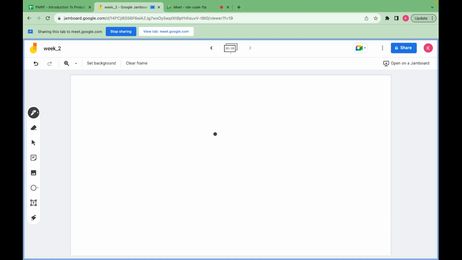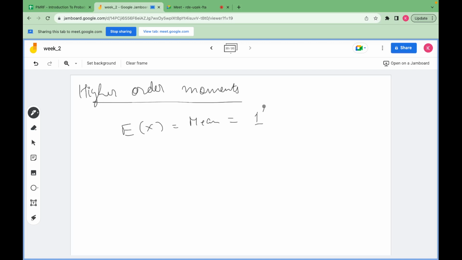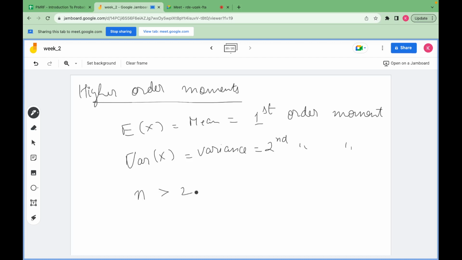Okay, so I will also want to talk about some higher order moments. So this mean was the first order moment, this variance is the second order moment, and now we will talk about higher moment orders where n will be greater than 2.